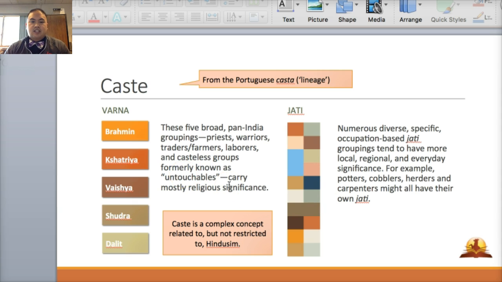These are mostly of religious significance. Just know, here's a little box that says caste is not restricted to Hinduism. The Jati caste refers to numerous, diverse, specific, occupation-based groupings that have more local, regional, and everyday significance. For example, there could be potters, cobblers, herders, or carpenters that have their own Jati. So just know there are two different kinds of caste: Varna is basically 5 main ones, priests, warriors, traders, laborers, and the casteless group, and Jati is broader, more diverse, with many different occupations.